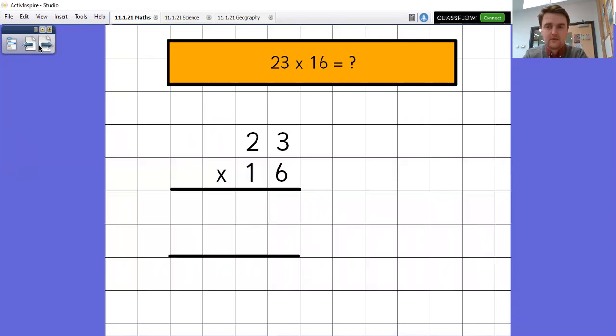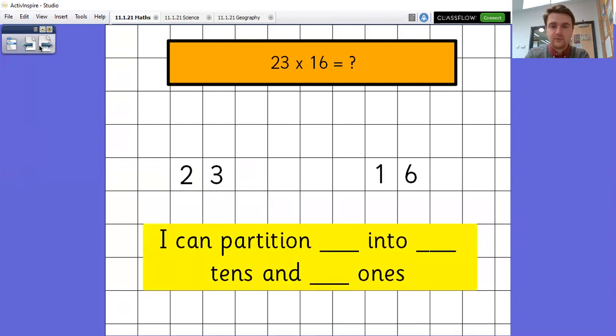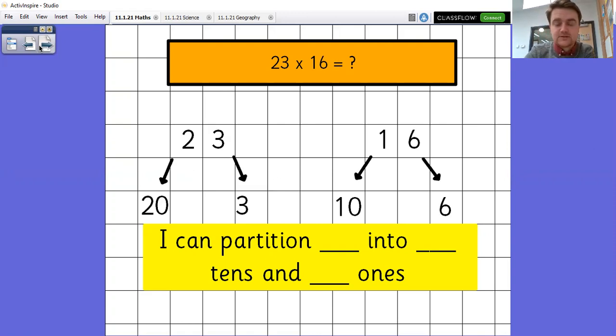For our method, I've shown you how you would lay it out in the column method, but this time we are going to do it slightly differently. We're going to partition both numbers. I can partition 23 into 2 tens and 3 ones, and I can partition 16 into 1 ten and 6 ones. And that is what that looks like.